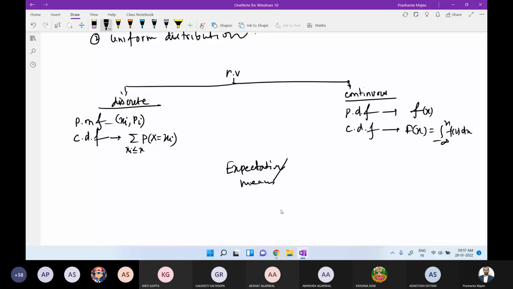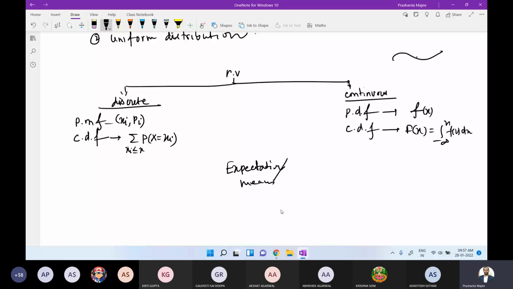What is the weighted average of the output values of the random variables? Okay, in case of probability mass functions, we are going to consider the weighted average of the xi, and in case of continuous random variable, we want to find out the center of mass of the function f of x. It is a curve.